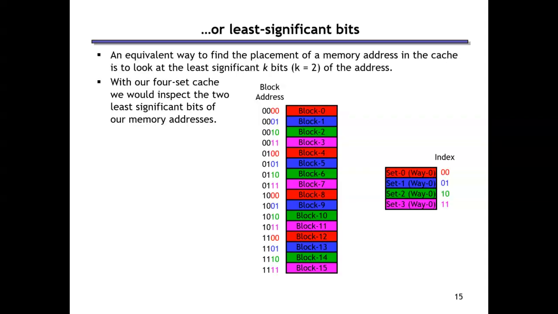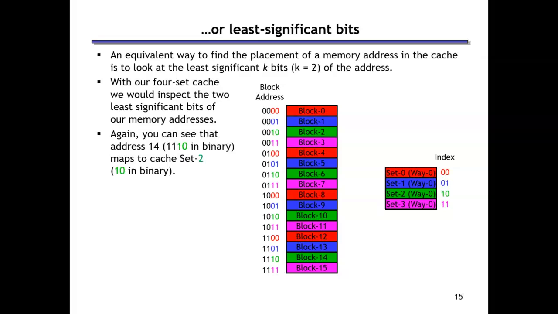And if you look at here, with our 4 set cache, we would inspect the 2 least significant bits of the main memory address. Again, now if you look at block number 14, what is its address? Its address is 1110. And if you look at the index field, can you see this index field?